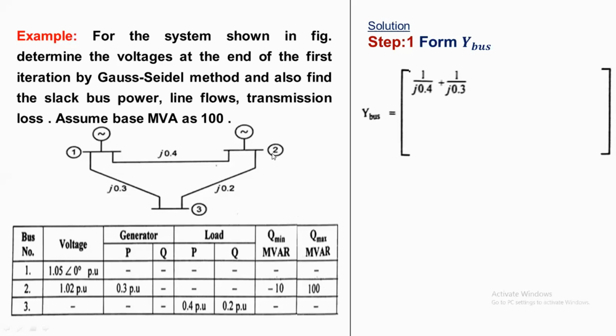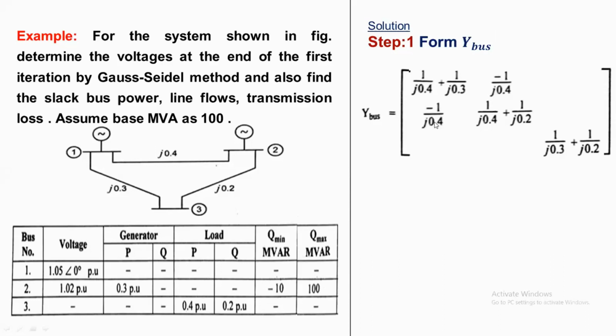Then Y22, that is the sum of admittances connected to bus number 2, that is 1 divided by j0.4 plus 1 divided by j0.2. Then Y33, that is the sum of admittances connected at bus number 3. Here two lines, 1 divided by j0.2 plus 1 divided by j0.3. Then the mutual admittances. Y12 is the negative of the admittance connected between 1 and 2, that is equal to minus 1 divided by j0.4.